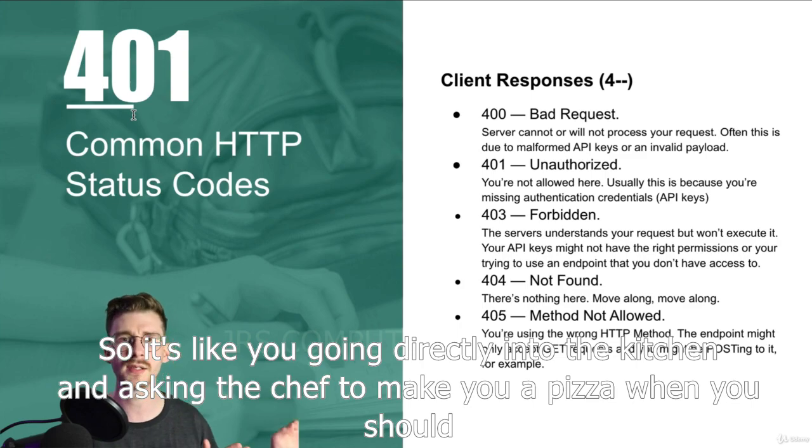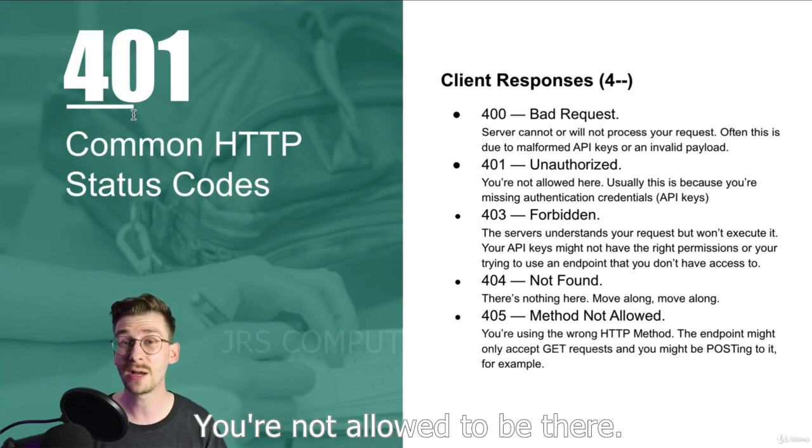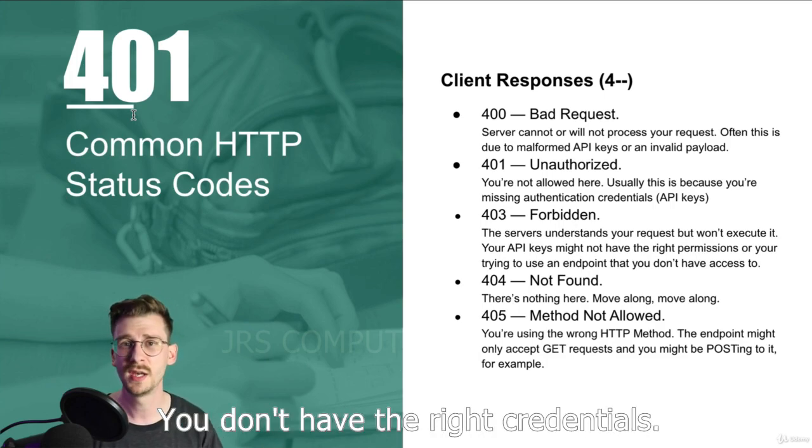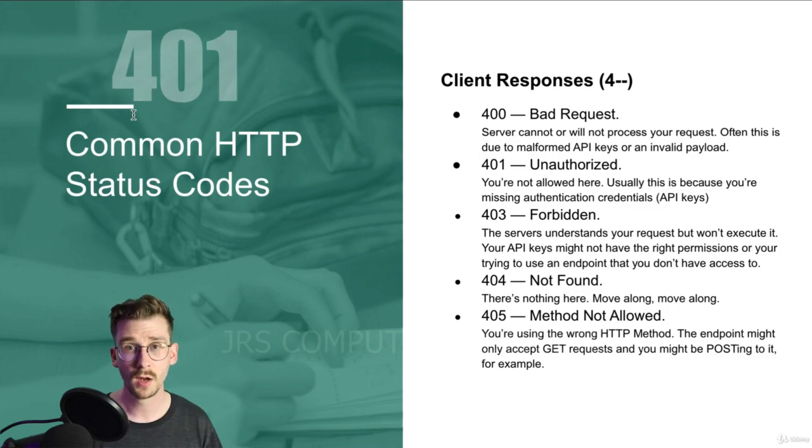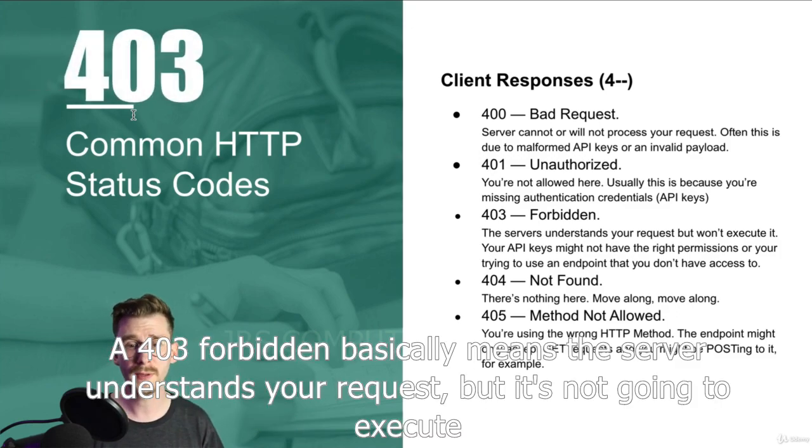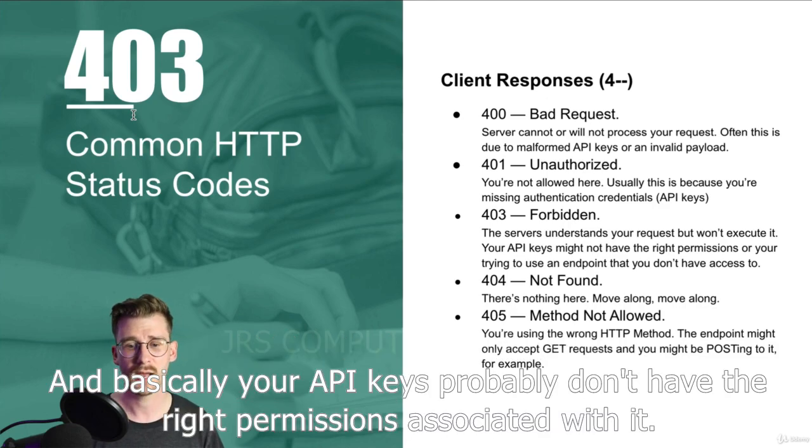So this is like you going directly into the kitchen and asking the chef to make you a pizza when you should be going through your waiter. You're not allowed to be there. You don't have the right credentials, so you have to go through the right channels. A 403, forbidden, basically means the server understands your request, but it's not going to execute it.